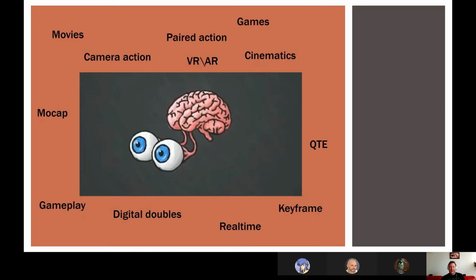So here we are, funny pictures. We have eyes, we have brain, we have consciousness, and we have something around us, like games, paired action, movies, cinematics, VR, AR, quick time events, keyframe, real-time, digital doubles, gameplay, everything. There are lots of different things surrounding us. Some of them are pretty realistic, lifelike. Some are stylized, definitely not looking real, something cartoony or whatever.